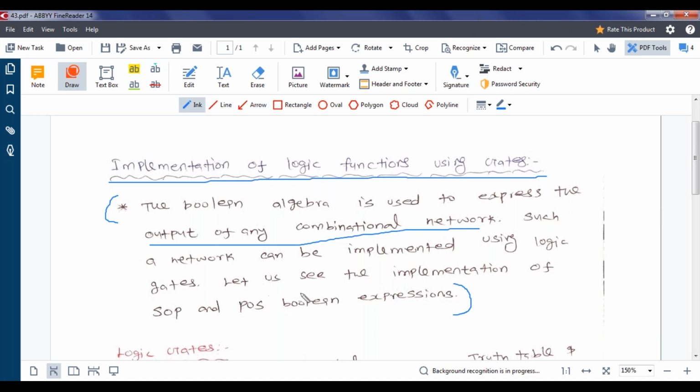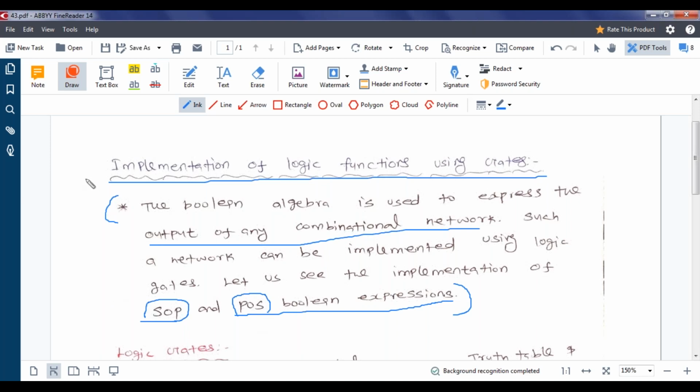Let us see the logic implementation of both SOP and POS Boolean expressions. I will tell you in a simple manner. The Boolean expression will be given. It may be based on the SOP method or the POS method. So we want to implement those Boolean expressions by using logic gates.